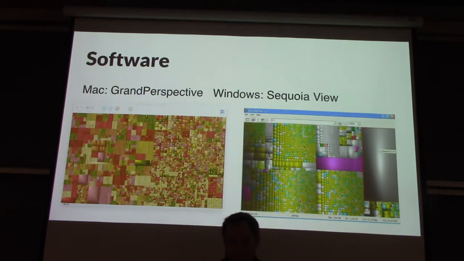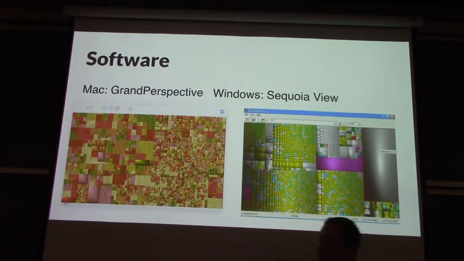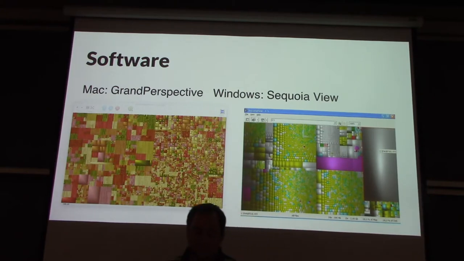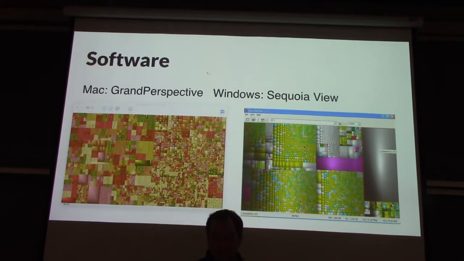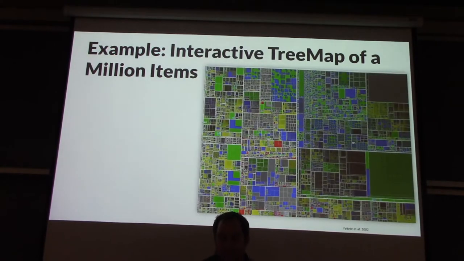I showed this Grand Perspective on Mac. There is SequoiaView, which is actually developed by the group that developed the squarified tree map layout algorithm, and you can download it, and it works for Windows. Both work quite well, and there are super handy tools for finding the big files.